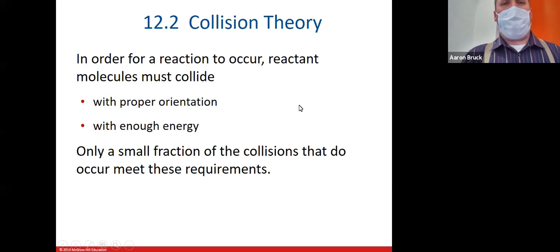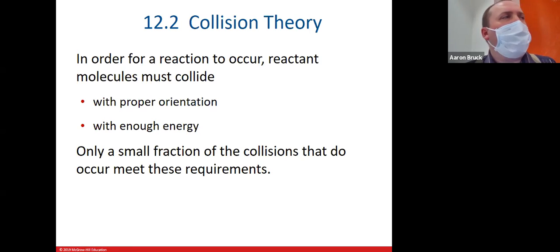All right, so if we rewind the tape and go back to where we were Monday, we ended Monday talking about this concept of collision theory. And we said that we're going to tie everything back to collision theory by the end of this to talk about why reactions can be sped up or slowed down by different kinds of processes.